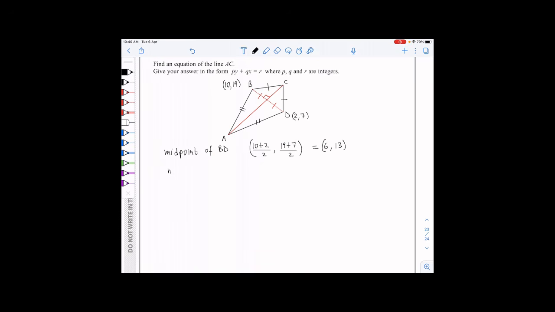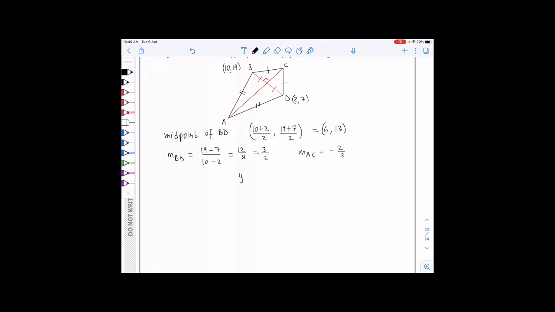I could also find the gradient of BD, which is just gonna be y2 minus y1 over x2 minus x1, which is 12 over 8, so that's 3 over 2. Because there is a right angle here, we know that we can find the gradient of AC by flipping and changing the sign. So it's going to be minus 2/3.